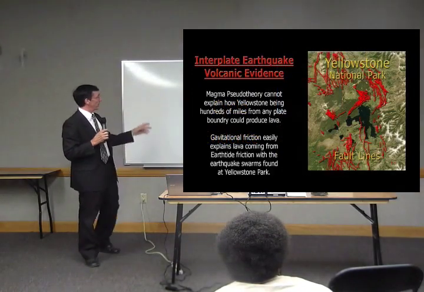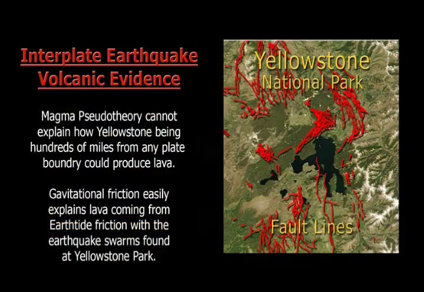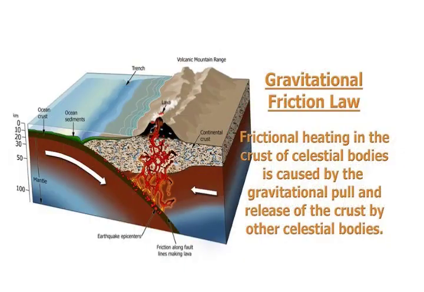The earthquakes in Yellowstone are very active, and there are all those red lines, or fault lines, in and around Yellowstone National Park. There's a lot of earthquake activity, which generates heat for all of the geysers that are going off. So our gravitational friction law is that frictional heating in the crust of celestial bodies is caused by gravitational pull and release of the crust by other celestial bodies, the other planets around them.